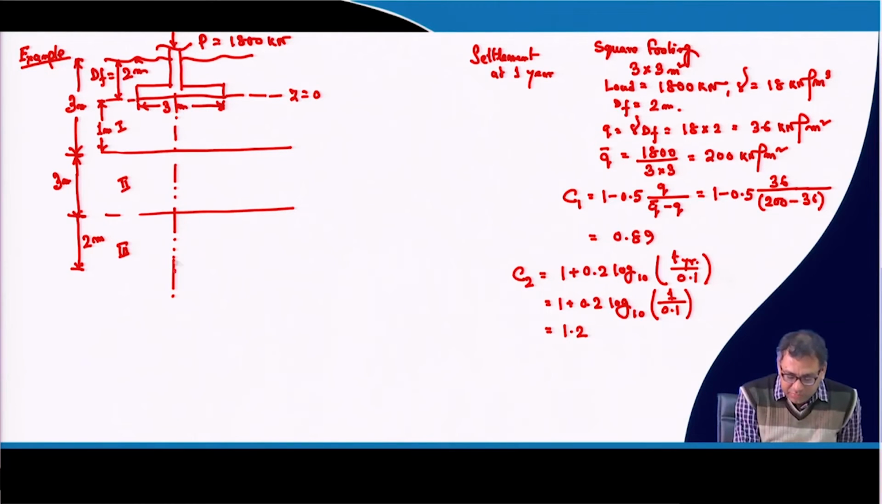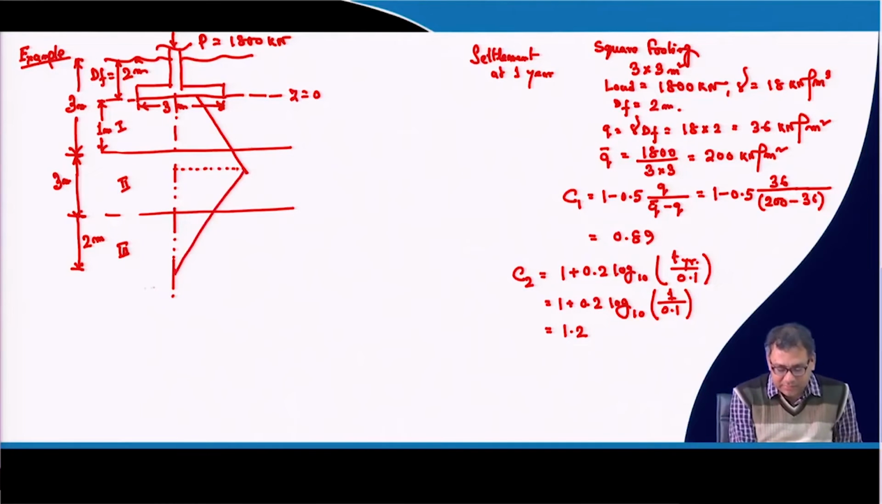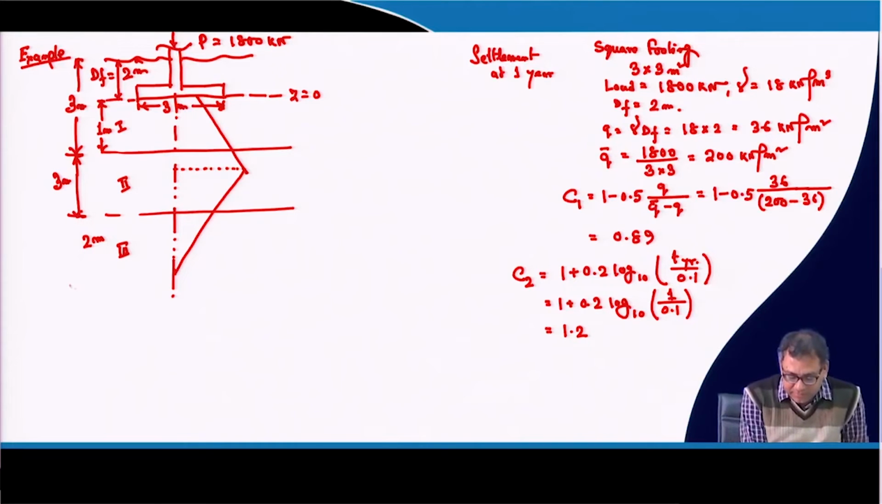Now I have to draw the influence line, and that is for B by 2, and B is 3 meters. So, at 1.5 meter, this value will be more. It will start like this and then it will end like this, and this is your 2 meter basically. Up to this point it is 2 meter.